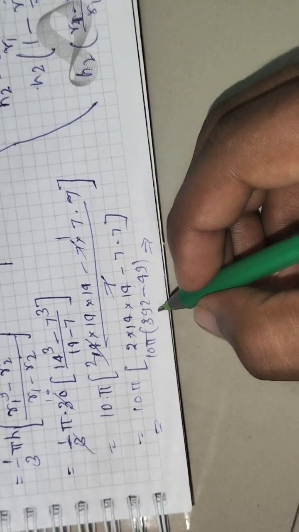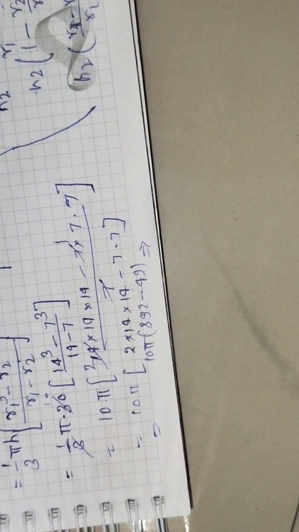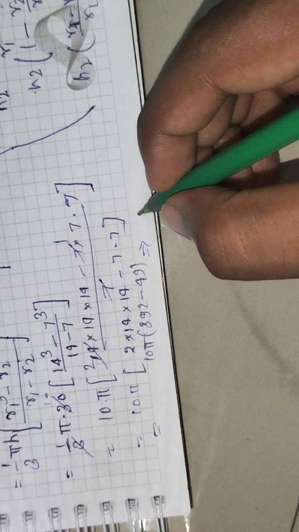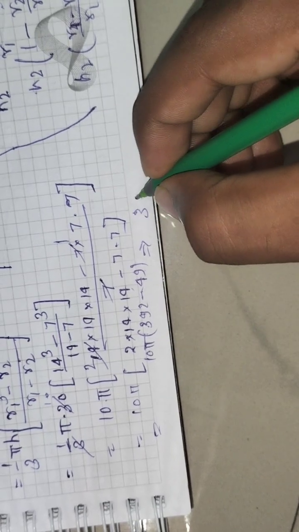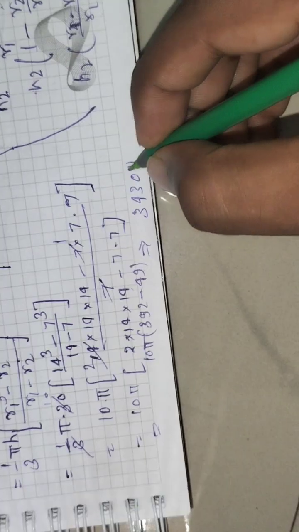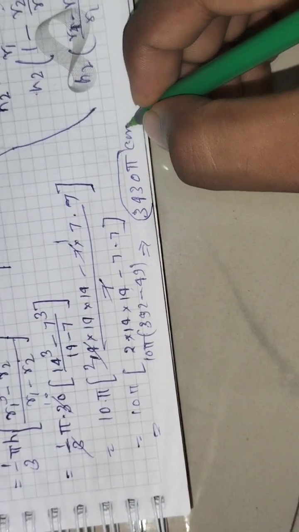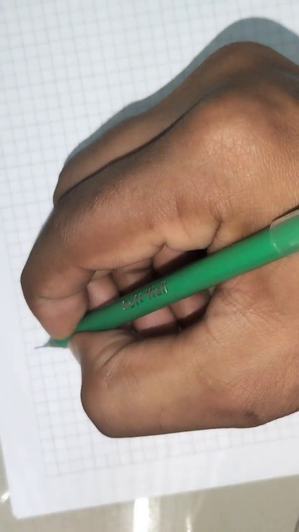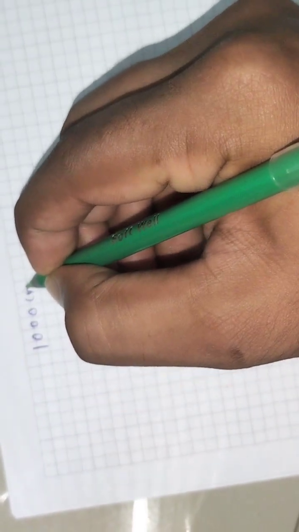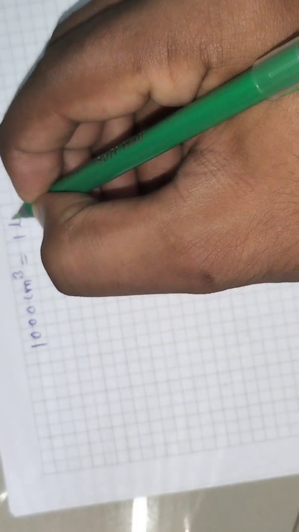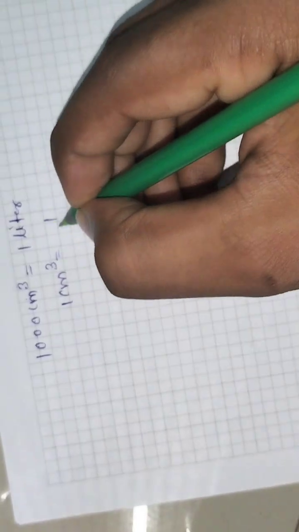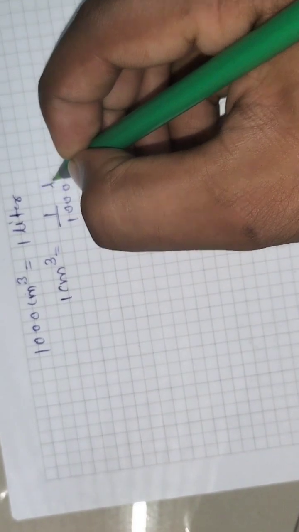From here we will calculate. If you calculate 392 minus 49, then it will be 343, 343 into 10 into pi. This is our centimeter cube, guys, and the question is asking in centimeter cube. So in the question there is a given hint, 1000 centimeter cube equal to 1 liter. So 1 centimeter cube equal to 1 upon 1000 liter.